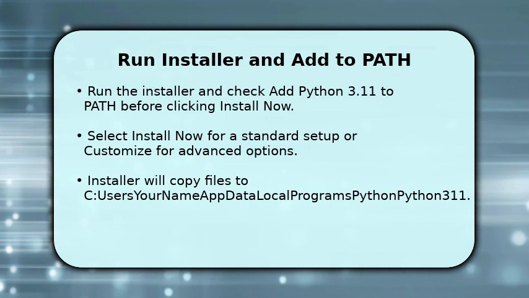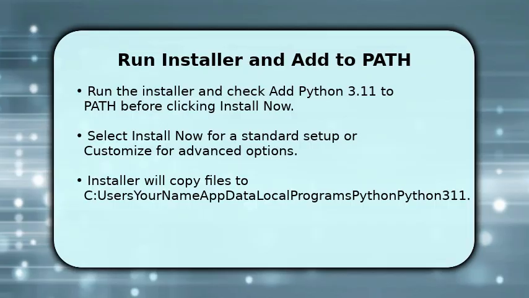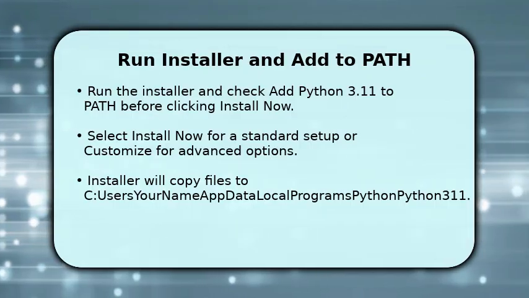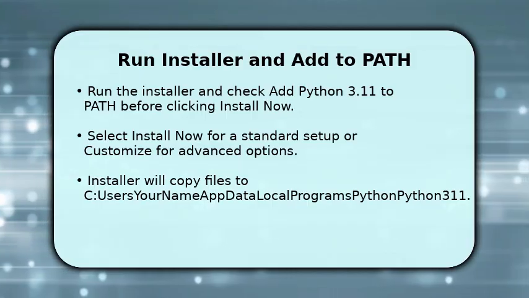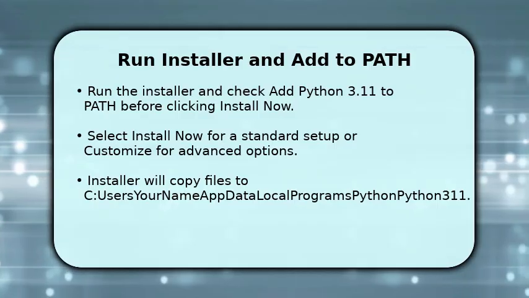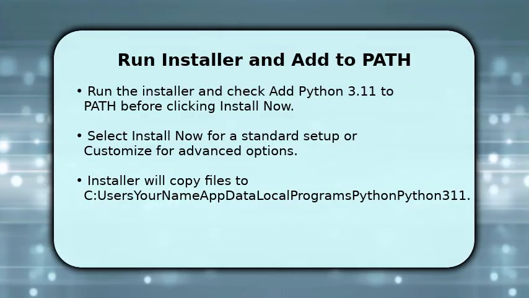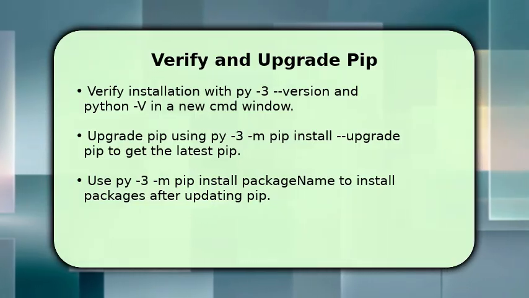The installer will copy files to a path like C:/Users/your name/AppData/Local/Programs/Python/Python311. Wait for installation to finish and click Close when the installer reports success. Open a new command prompt window so path changes take effect.